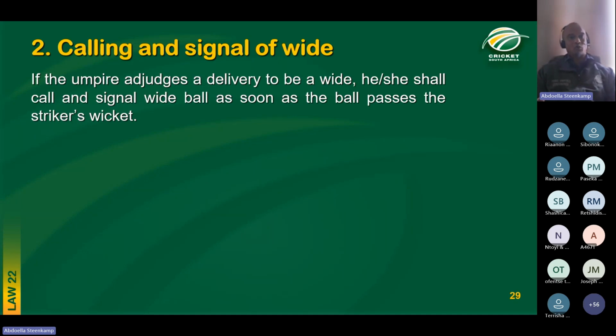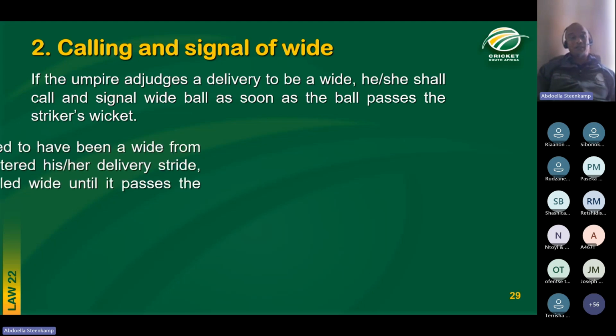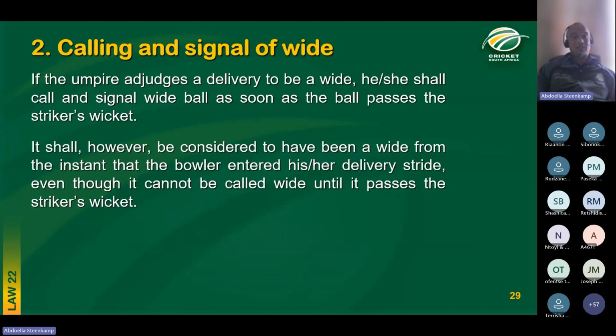So I was so in a hurry to call wide. I'm calling wide, signaling wide, but meanwhile the striker late cut the ball out of the keeper, literally out of the keeper's hands to the third man boundary. I had a bit of egg on my face because I'm standing with my arms out wide, calling wide, but meanwhile from the middle of the bat it went down to the third man boundary. So the law guides us by telling, don't be in a hurry to call and signal wide. Wait until the ball passes the striker's wicket. Make sure that there's been no contact with the striker's bat or person.